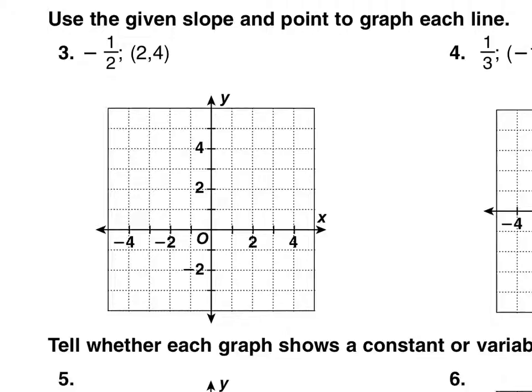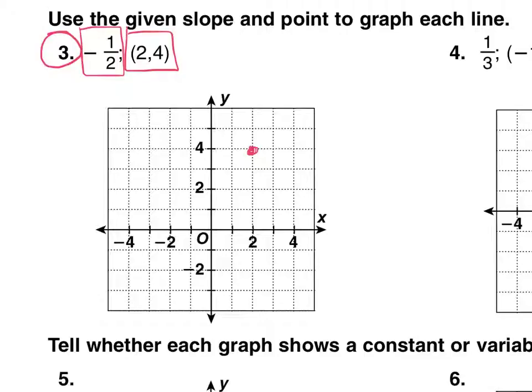So let's try one of these problems on the back. We're going to try problem number 3. Use the given slope, there's my slope, -1/2, and a point, the point (2, 4), to graph each line. So step 1, we're going to plot the point. Over 2, up 4. There's my point, the point (2, 4).